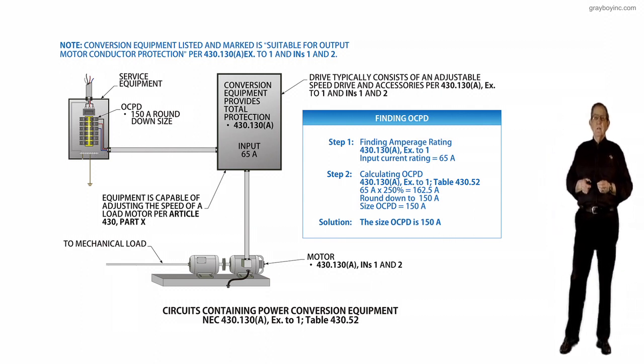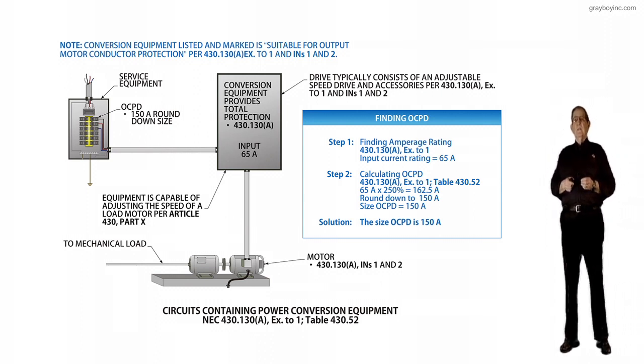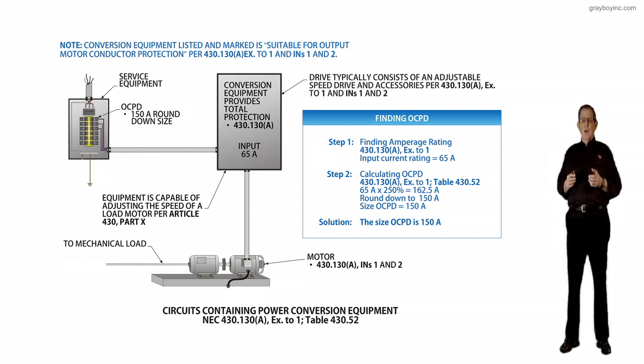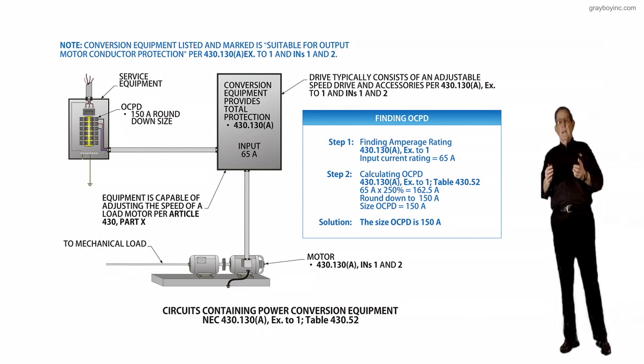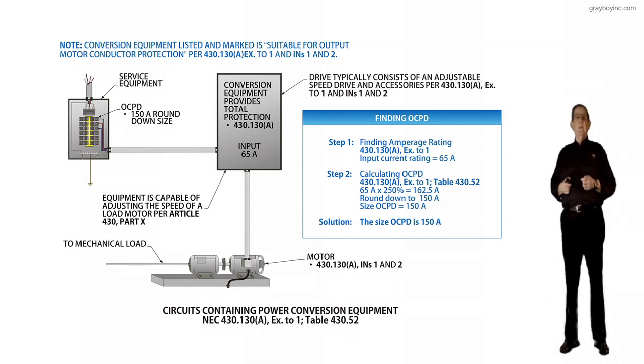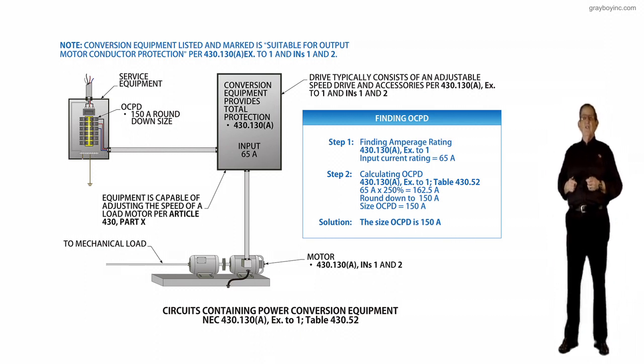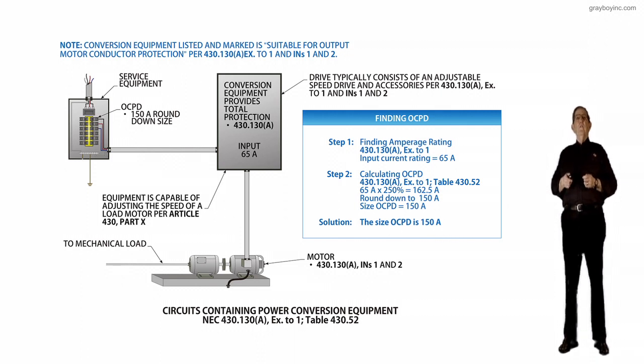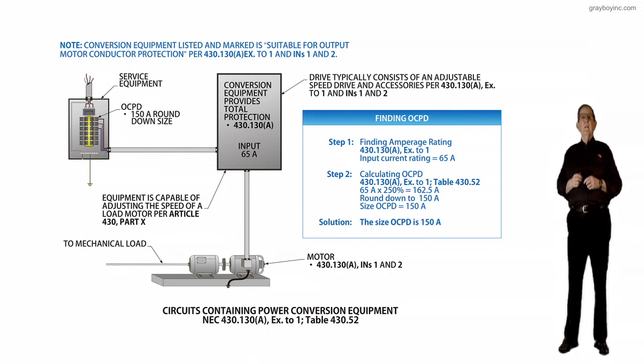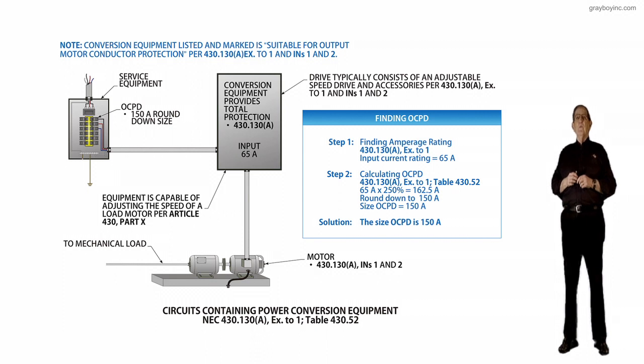So it can allow the motor to start and run with its high inrush current and then naturally accelerate on into its running position. And then notice the overcurrent device here happens to be 150 amp, and we're rounding down to that size.